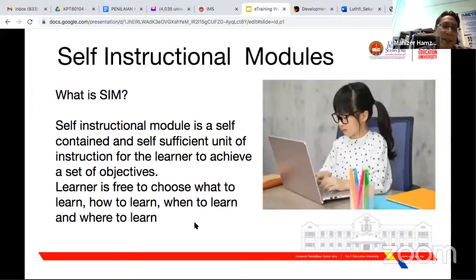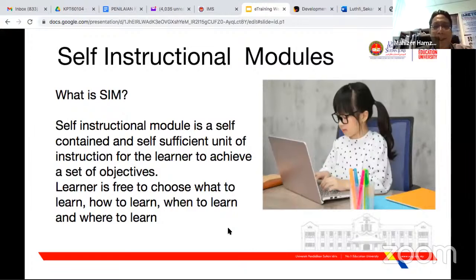Okay, what is a self-instructional module? It is a self-contained and self-sufficient unit of instruction for the learner to achieve a set of objectives. Self-contained means the module has everything inside. The learner can achieve the set of objectives by using that instructional module. Okay, SIM, we call it SIM.